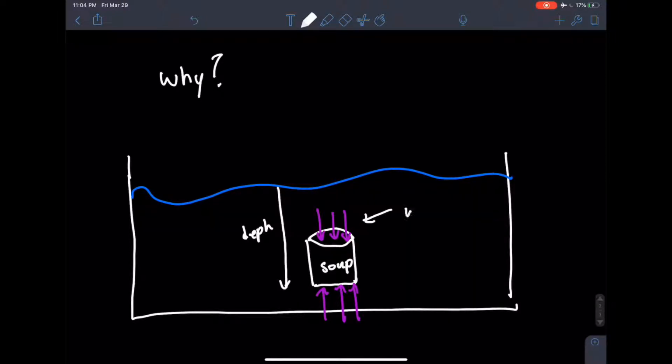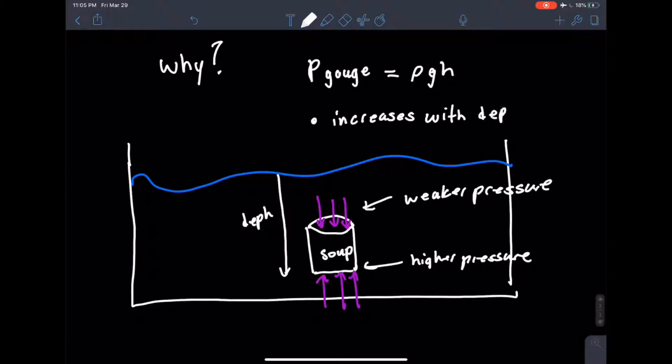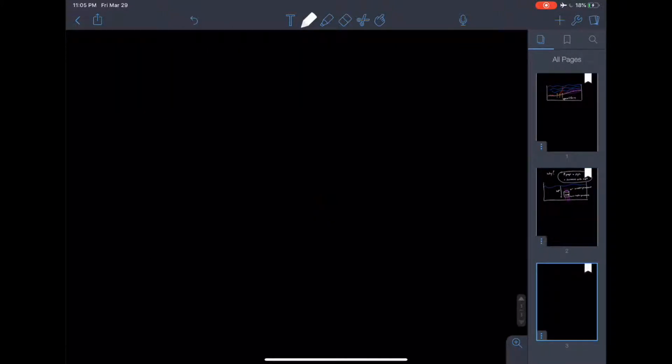The white line on the left of the soup can is the total depth of the soup. At the top of the soup can, there's the weaker pressure, and the bottom of the soup can has the higher pressure. Knowing from our formulas, P gauge is equal to rho gh, so it will increase with the depth of the object.